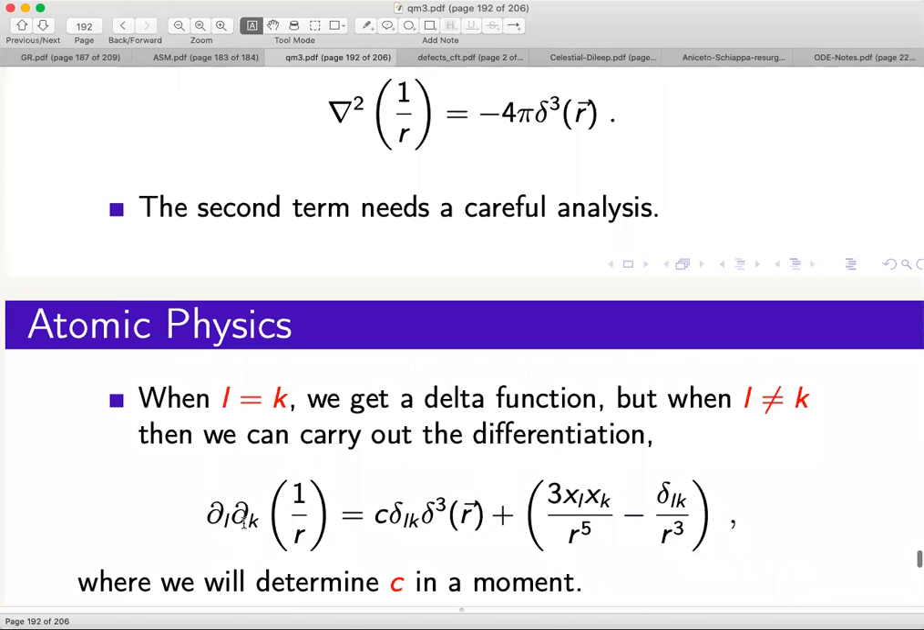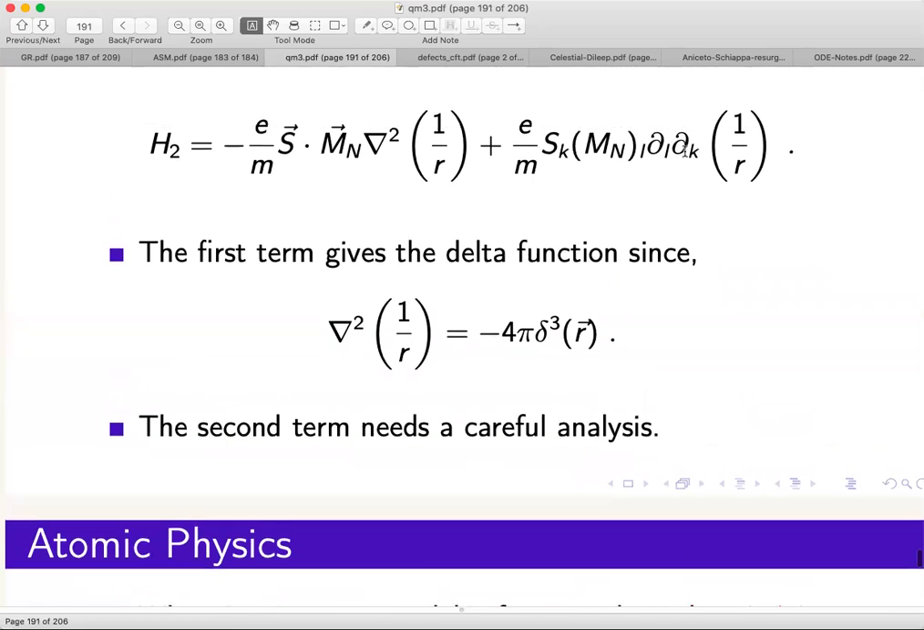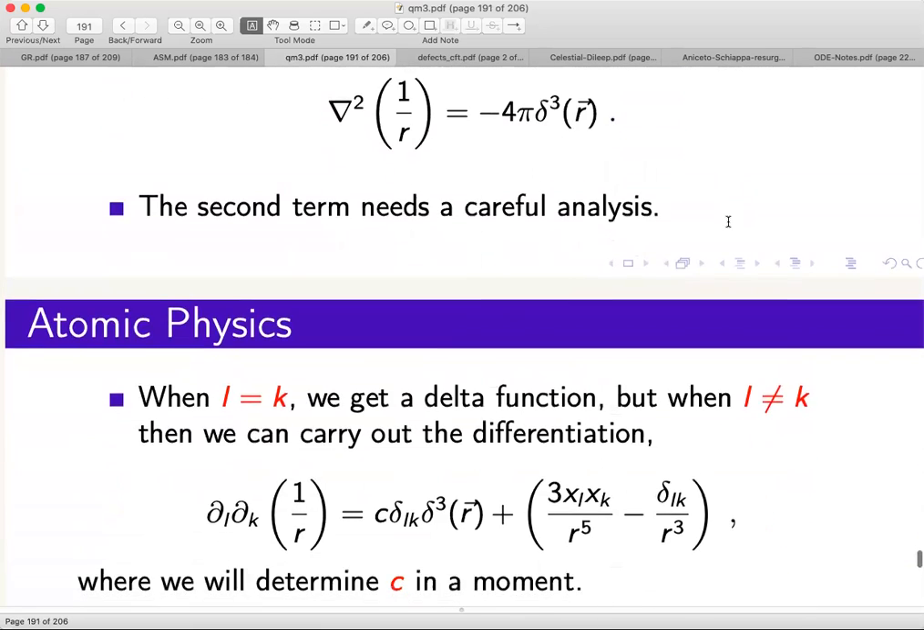So when del L del K acts on 1 over R, you get one possibility, which is L equal to K, that is delta LK. In that case, when L is equal to K, you get a delta function, but we don't know the coefficient of that delta function, so let's write that as just some number C. We will determine this number in a moment. And the other piece is when L is not equal to K, and these two derivatives are going to act on 1 over R. Let's just compute that.